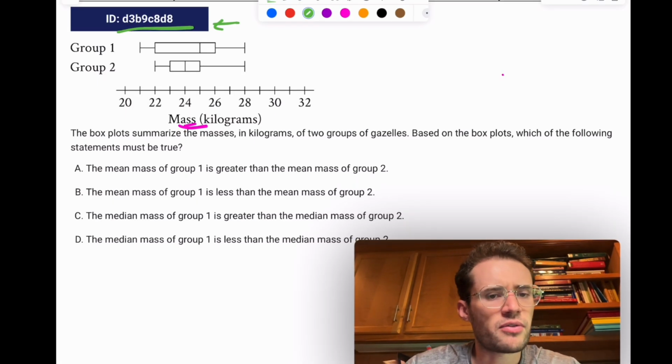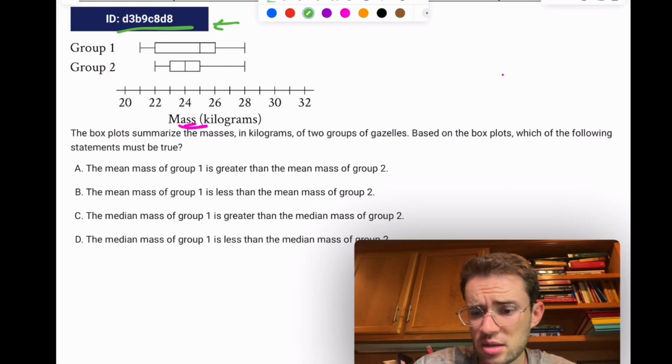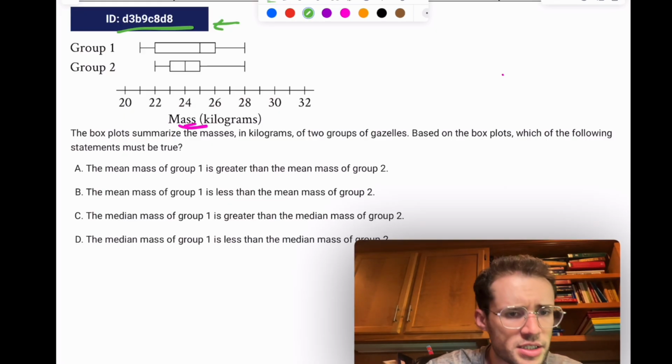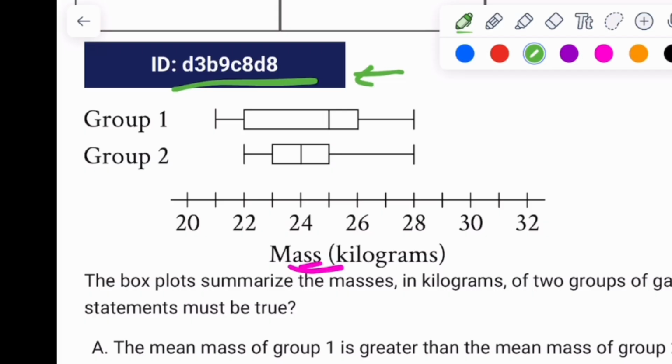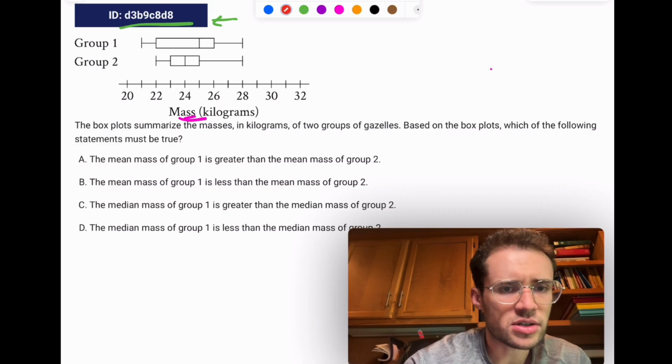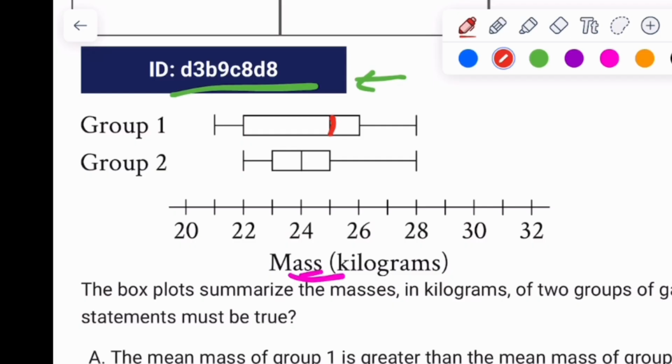Diving right in, we've got a box plot, or a 5-point summary, box and whisker plot, however you call it. It's showing the mass of group 1 and group 2. Just quickly looking at it, it looks like group 1 has a higher median mass, right? Their median is 25, whereas group 2 has a slightly lower median, 24. But the spread is also wider on group 1.